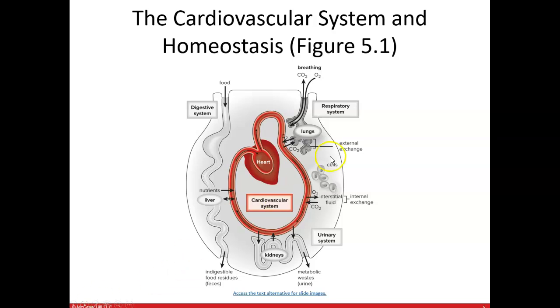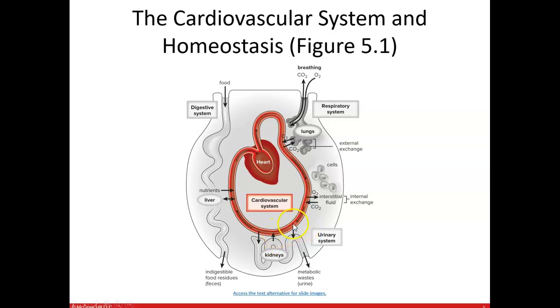This is just a diagram from your book that's showing you how the cardiovascular system interacts with some other parts of the body. So again, the importance of the cardiovascular system in homeostasis. There's the heart pumping blood away. The lungs are going to interact with the respiratory system, where the lungs are going to bring in oxygen and deliver it to the blood. The blood's going to carry carbon dioxide waste. That's going to be delivered to the cells, the oxygen and the carbon dioxide removed.